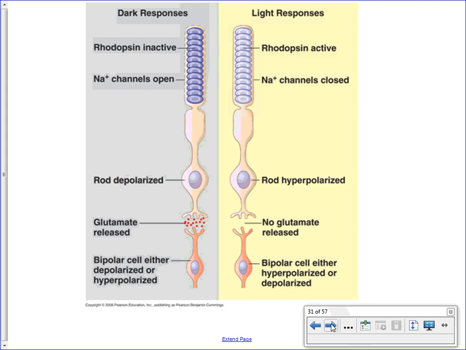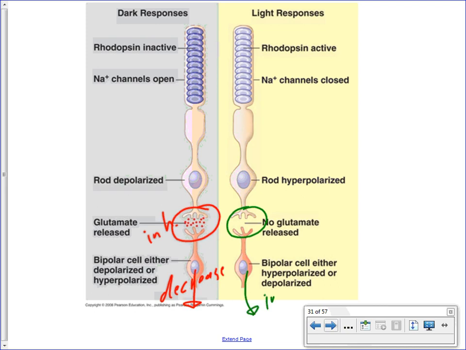Same thing here. Here it's actually showing where we do have the neurotransmitter that's being released in the dark. Again, the neurotransmitter, this one is going to be inhibitory, so the number of action potentials going to the brain is going to decrease. At least that would be the typical situation. In the light, we have less of the inhibitory or no inhibitory neurotransmitter, so now we would have an increase in the rate of action potentials going toward the brain.